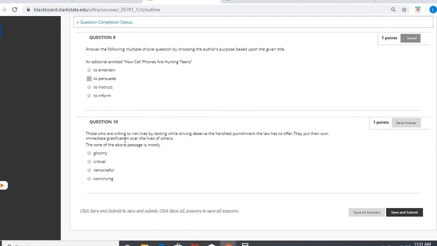And then finally, those who are willing to risk lives by texting while driving deserve the harshest punishment the state has to offer. They put their own immediate gratification over the lives of others. That is definitely very critical. It is judging. It is harsh. So they are being critical. That is the tone. That's how they feel about the topic.